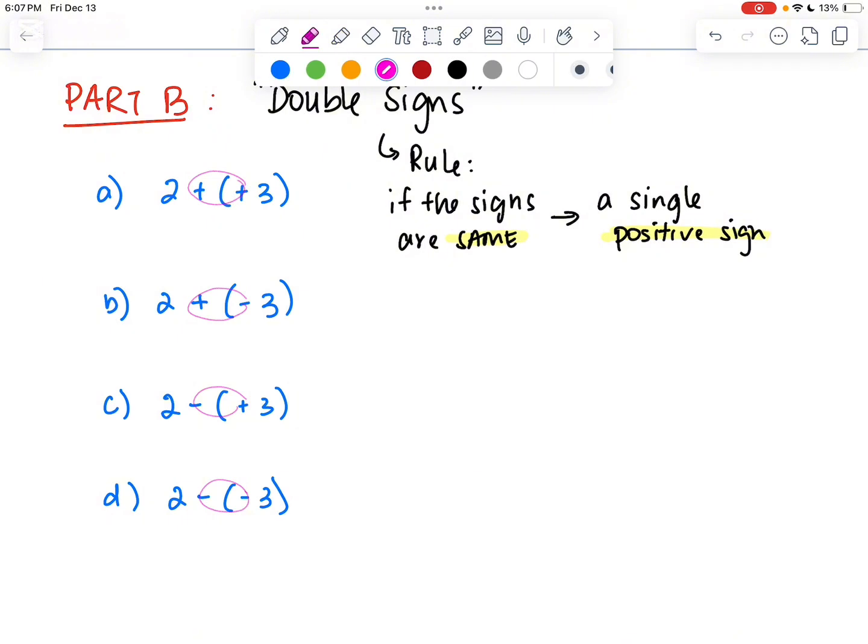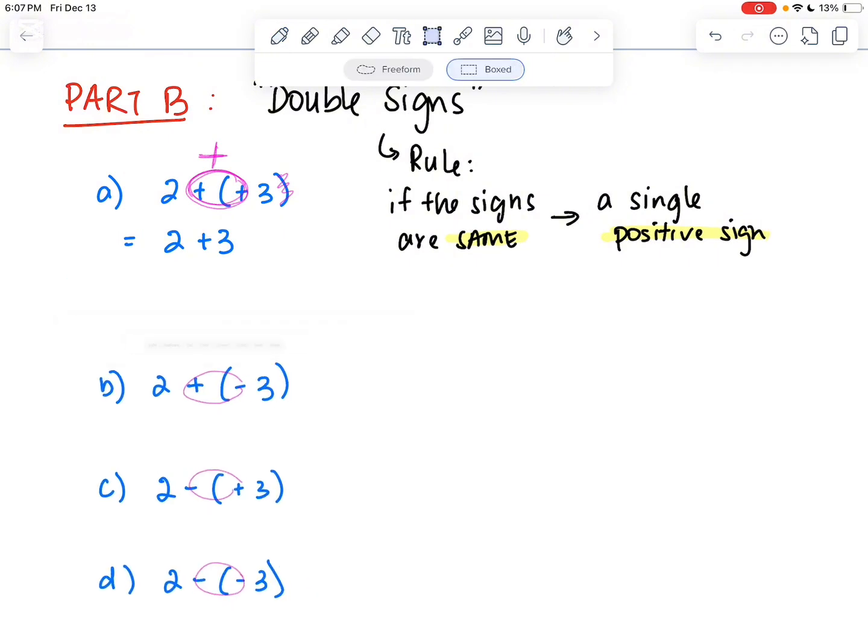So what do I mean by that? Both of these are plus, plus, and plus. So this collapses into a single positive, and I don't need this bracket anymore. So my next line now says 2 plus 3. Move these down. I need a bit more space. And so that I can do, and that would just become 5. Okay, so that's an example.